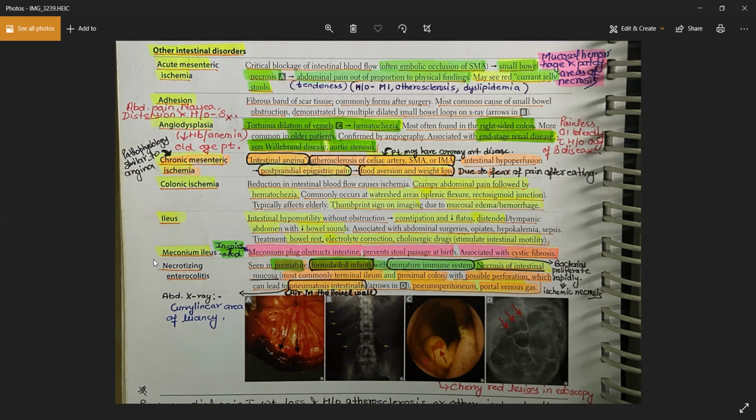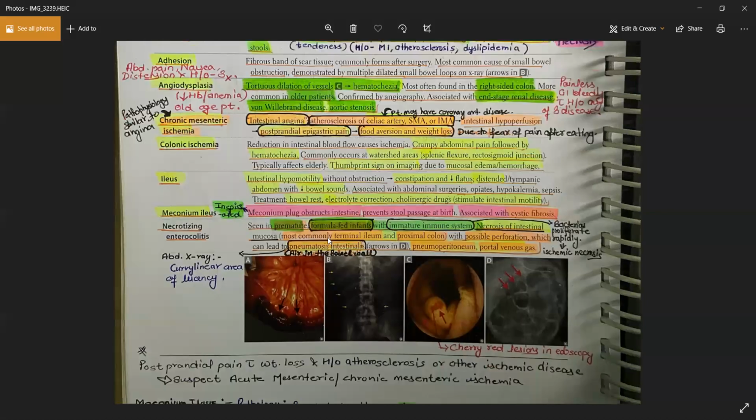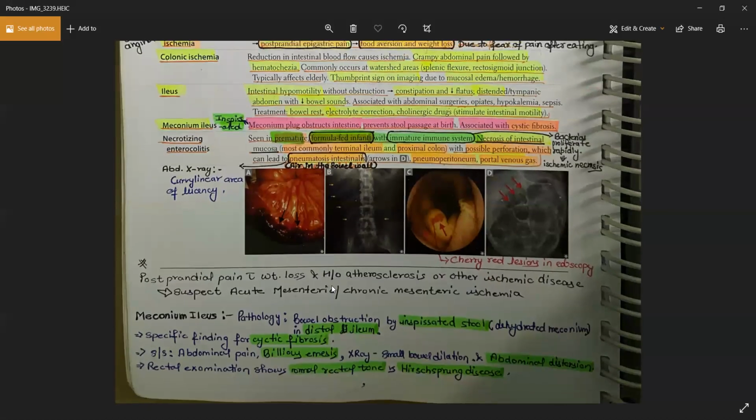So you will have the abdominal distension, you will have the constipation, you will have the nausea, vomiting. And the presence of stool would be seen on the examination, right? So that's how you know the patient is having a meconium ileus. The patient will also have the bilious emesis.